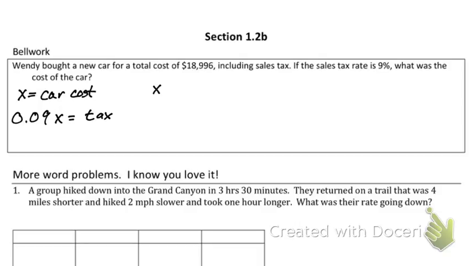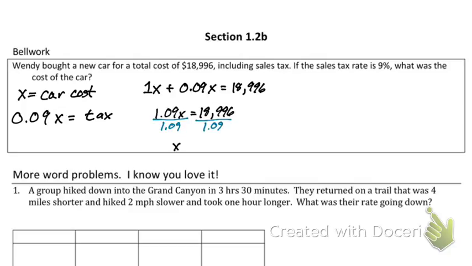So we're going to have X plus 0.09X is going to equal 18,996. All right, well, right now we have 1x plus 0.09x equals 18,996. So I'm going to put the two x's together to give me 1.09x equals 18,996. Then all you have to do is divide both sides by that 1.09.